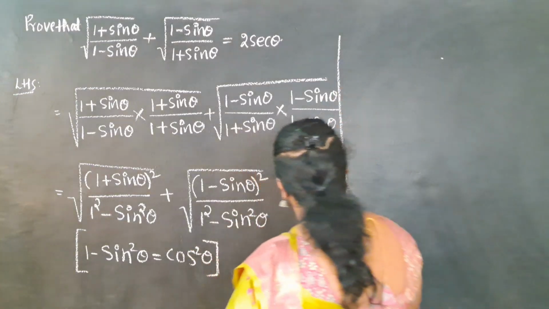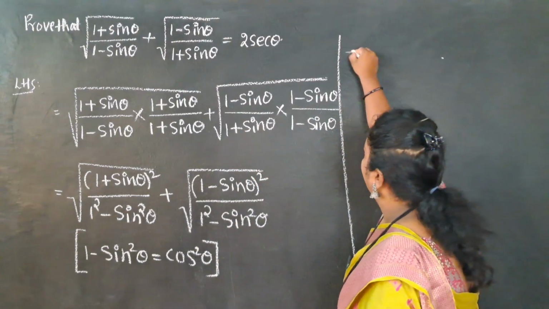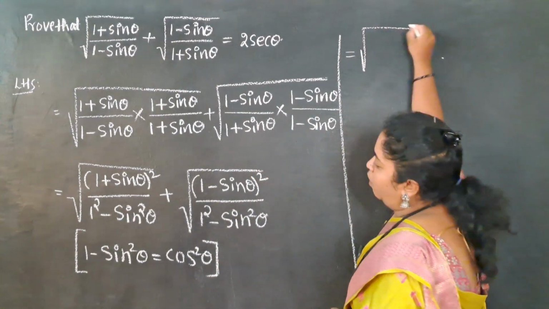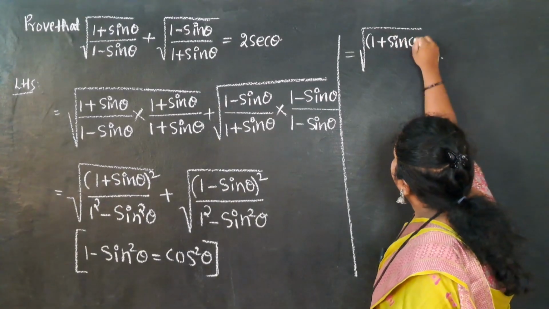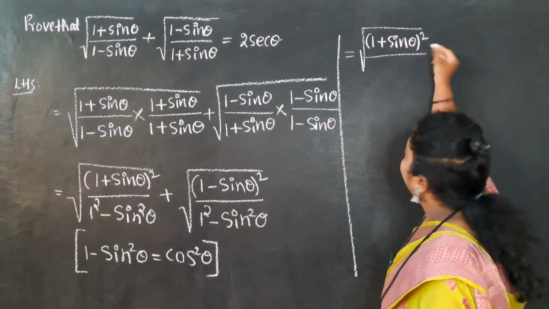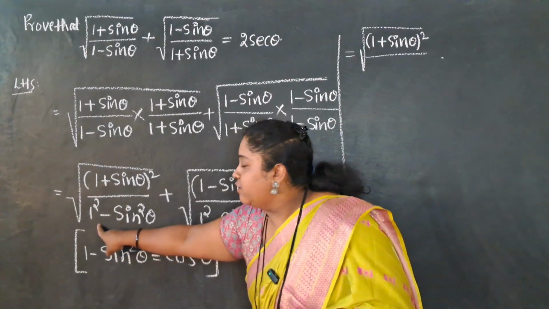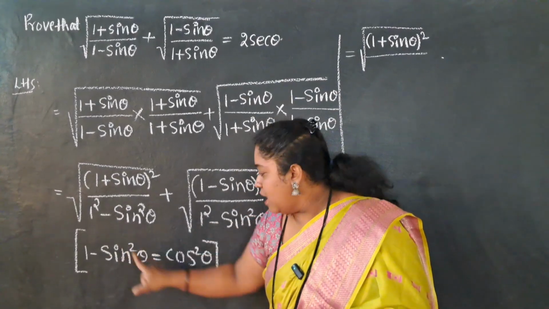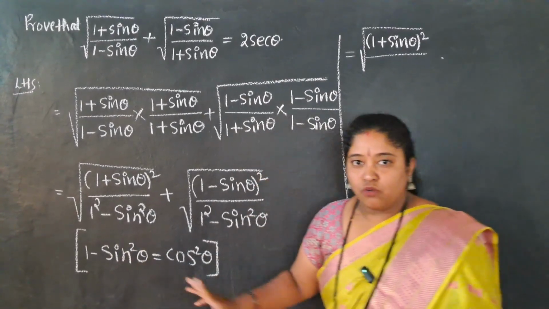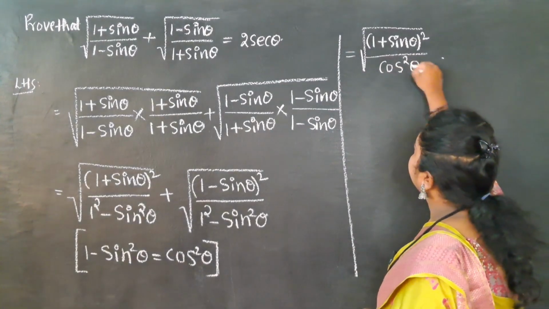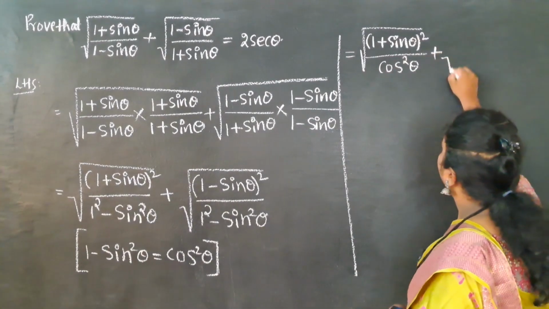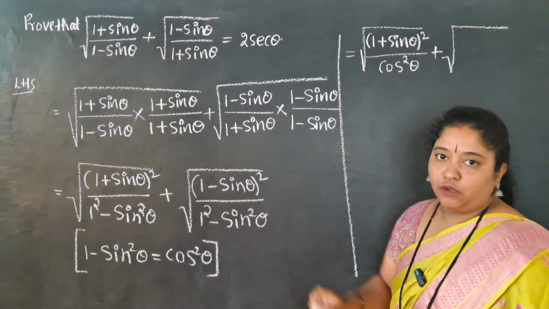Okay, now look at the board here. We'll simplify it more. Root of, numerator part I have 1 plus sine theta the whole square divided by, instead of 1 minus sine square theta, I'll substitute cos square theta. I will write here cos square theta, plus root of the second part. Look at the second part.